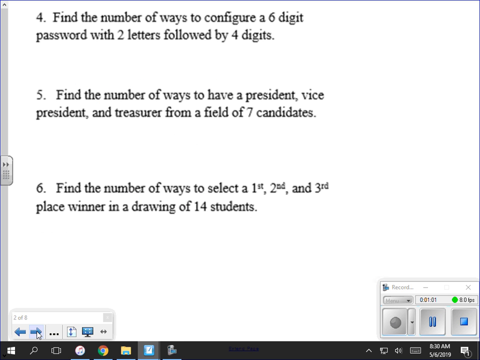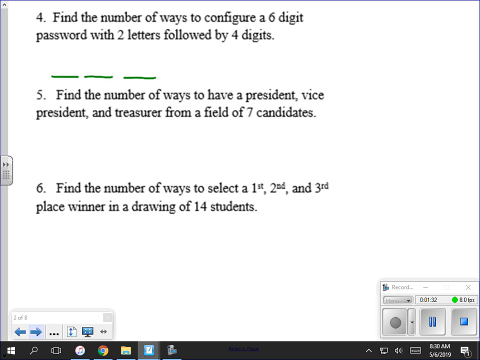Find the number of ways to configure a 6-digit password with 2 letters followed by 4 digits. Okay, so for the next few problems, there is more than one way to do some of them. For the most part, I'm going to show you the best way to do them, just to make sure you get it. They're not all combinations, they're not all permutations. It's kind of a mix. There's also the fundamental counting principle, which is what the first one is. So the first one, a 6-digit password, 2 letters followed by 4 digits.